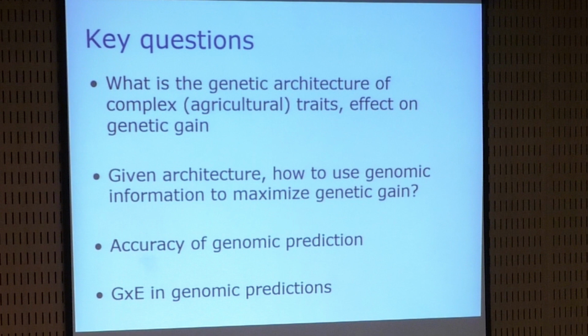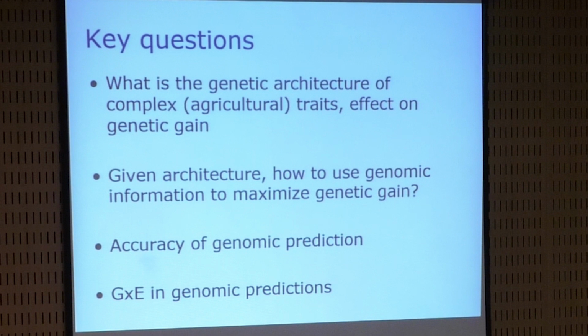The question is how many genes, or how many mutations, to be more precise, and what's the effect of each of those mutations? Once we know a bit about our genetic architecture, what are the implications for genetic gain? What does it mean for how fast we can improve yields, improve disease resistance, and so on? So that's the first topic.